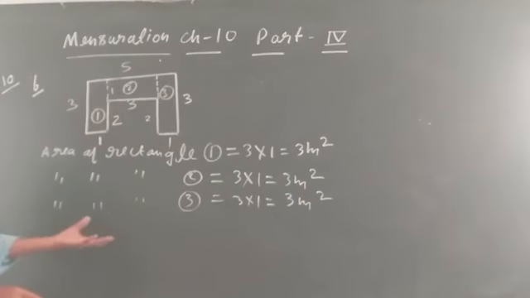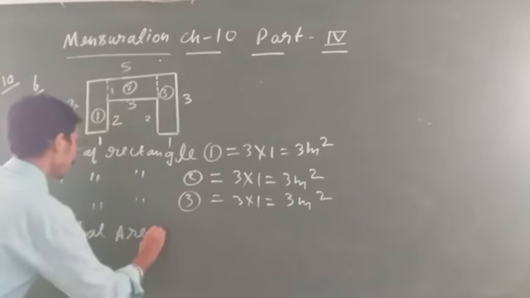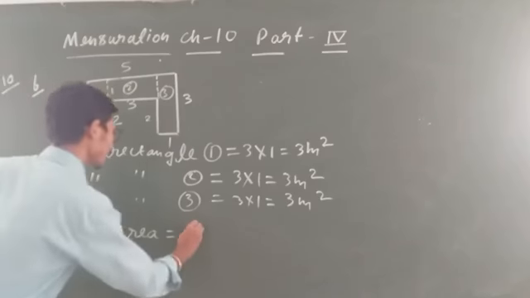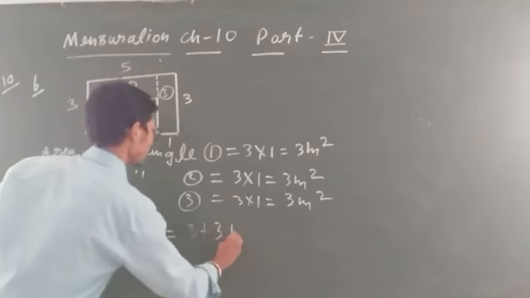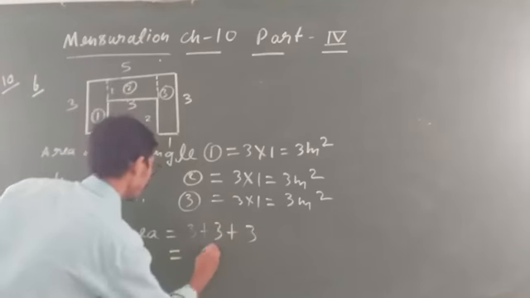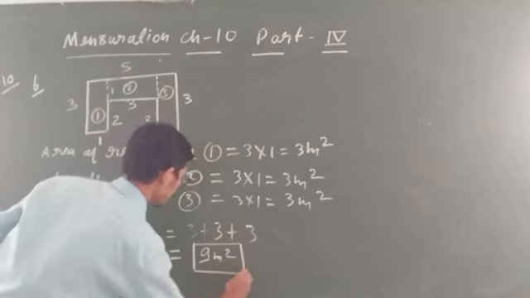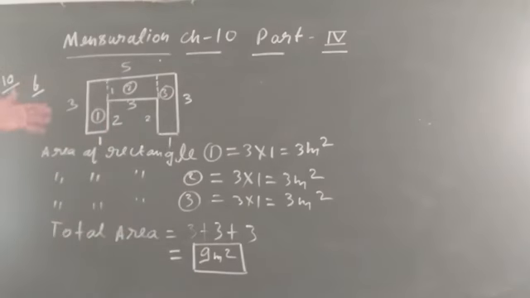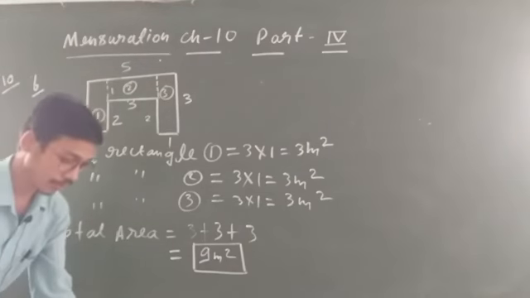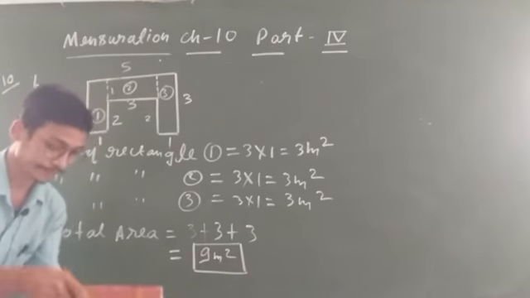Is that clear? Now total area, student, what? Total area equals 3 plus 3 plus 3, that is 9 meter square. Clear, student? Very easy question. Only you have to find out what is given and what is not given. The diagram should be correct, then you will find your solution. Clear, student? So I think now you are able to solve the question based on this.